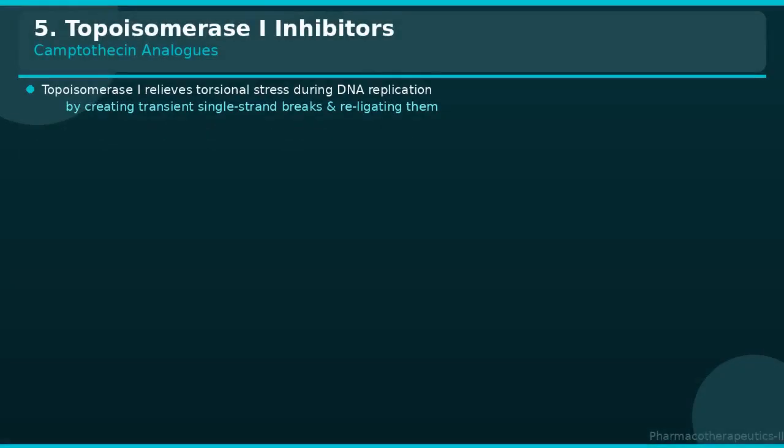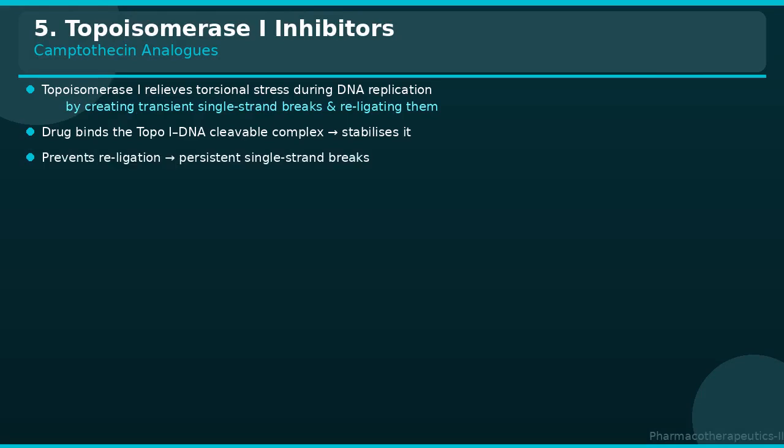The fifth class is topoisomerase inhibitors. Let us begin with topoisomerase 1 inhibitors. Topoisomerase 1 is a nuclear enzyme that relieves torsional stress ahead of the replication fork, by creating a transient single-strand break in DNA and then religating it.